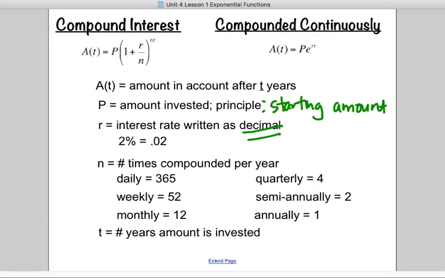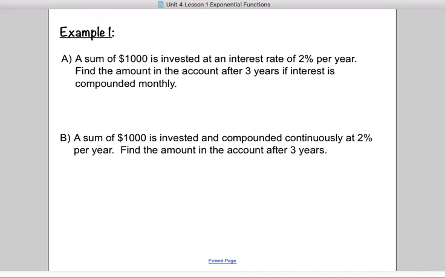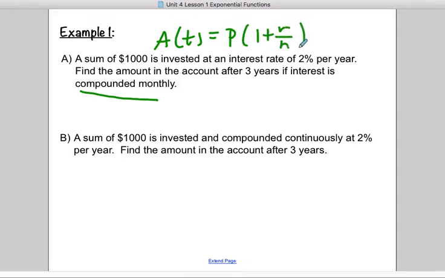So example 1. A sum of $1,000 is invested at an interest rate of 2% per year. Find the amount in the account after 3 years if it is compounded monthly. Okay, so since it's compounded monthly, we will be using A. I usually just write A, but you can write A of t is P times 1 plus R over N to the NT.